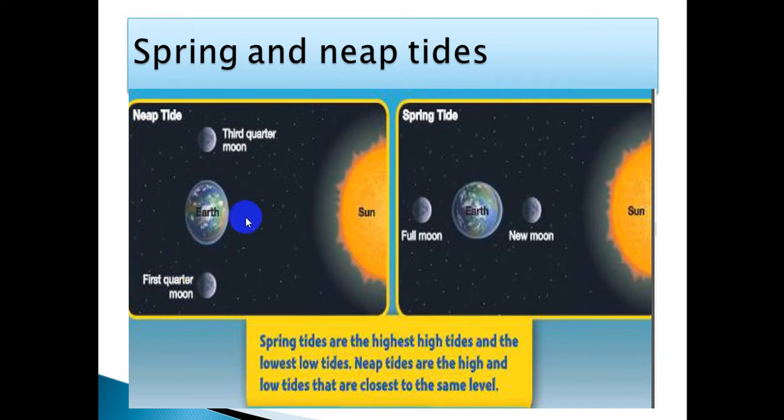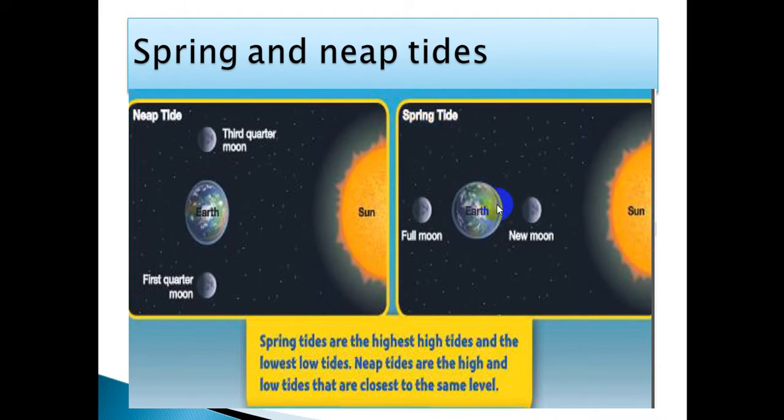So they make an L shape. Can you see this L shape? In this case, the high tide is not very high because only the moon pulls the water in this direction. But here in the spring tide, the moon and the sun both line up in the same direction. So both of them pull the water of the Earth's surface, and this causes spring tide.